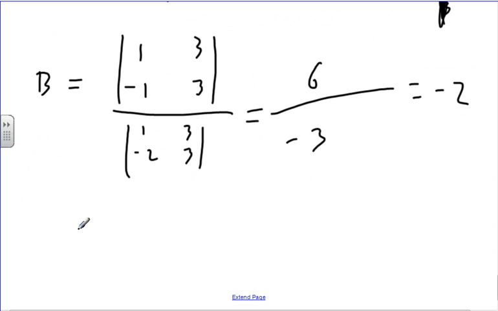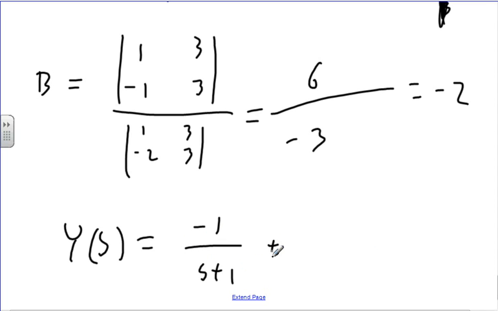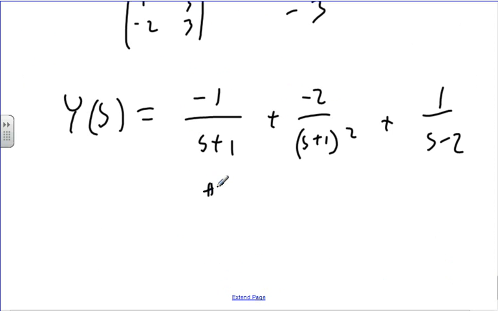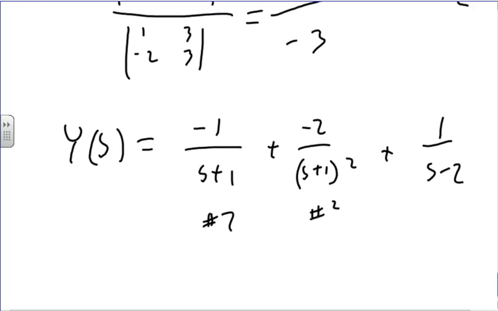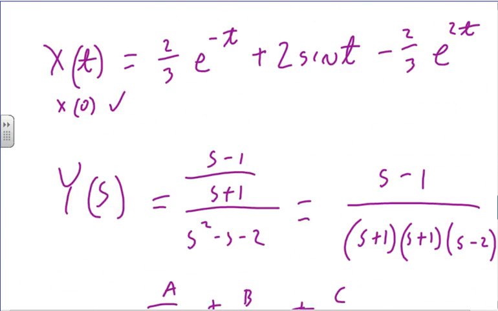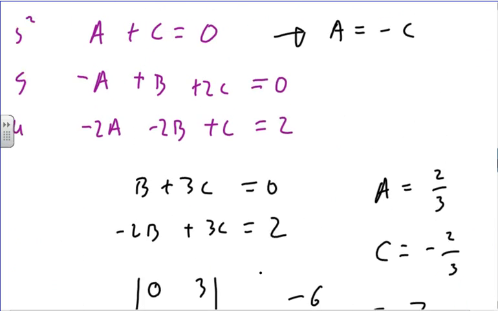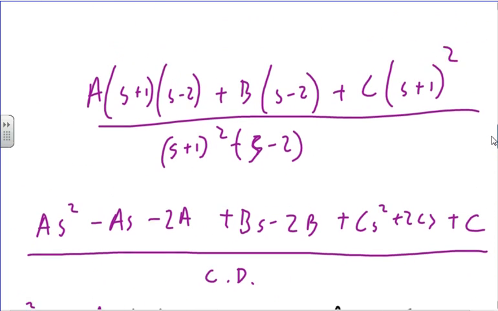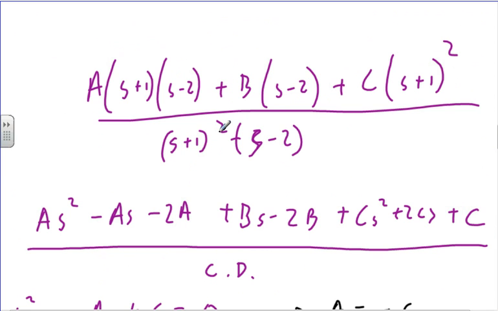Okay, so I have y of s equals minus 1 over s plus 1 plus minus 2 over s plus 1 squared, and c is what? 1, plus 1 over s minus 2. I'm using number 7, did I do that wrong? Oh, bummer. It's s plus 1 squared, not s squared plus 1.